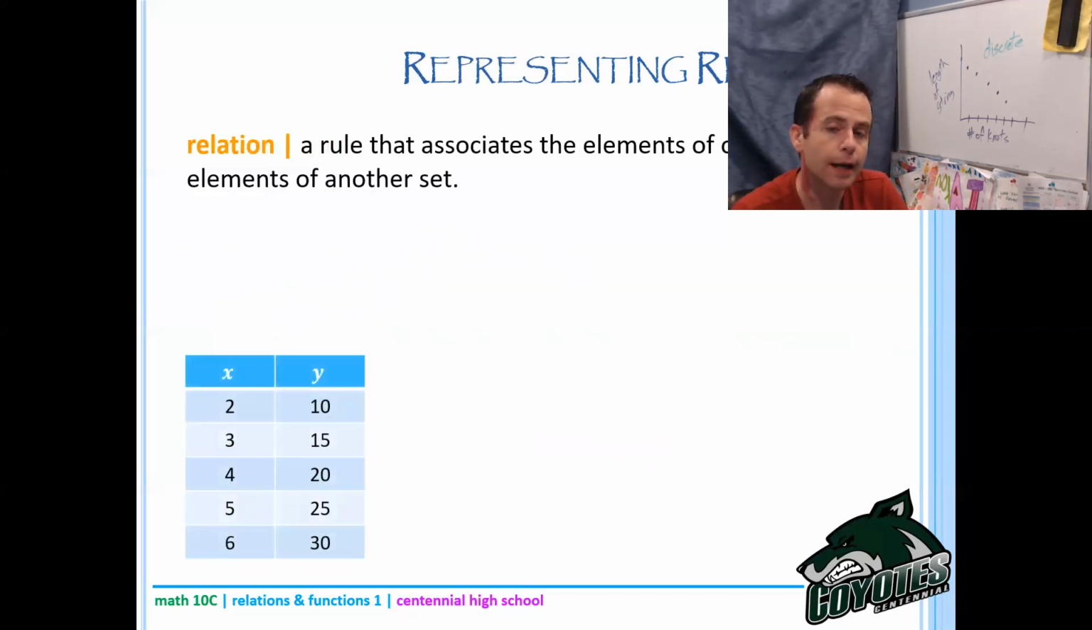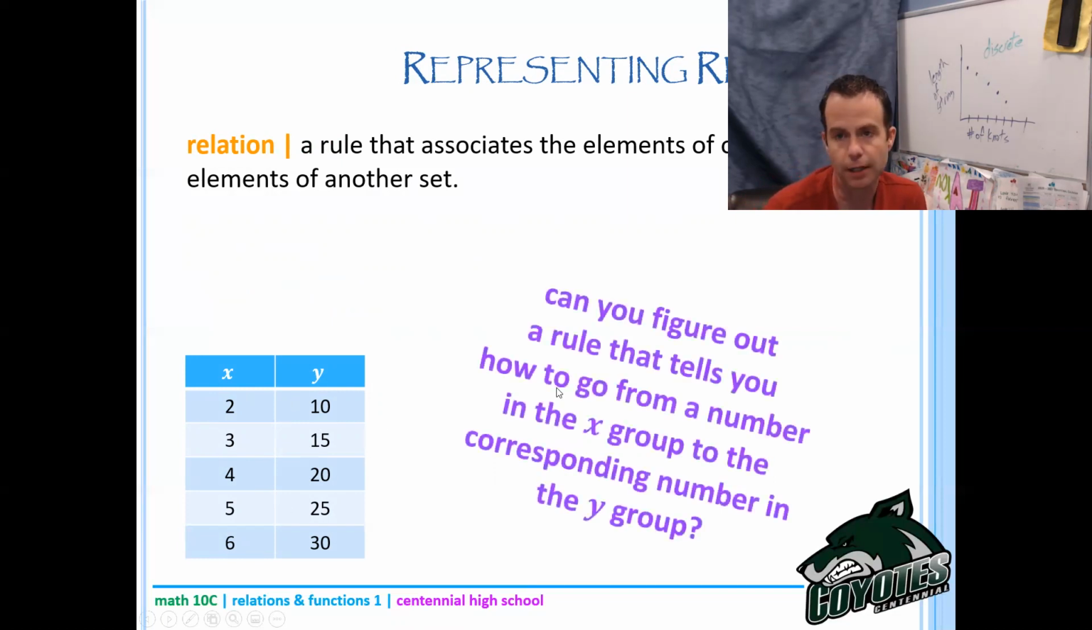Okay, so I've given you a relation here, and I've given you a bunch of points that I've called x values, and a bunch of points that I've called y values. Your job is, can you figure out some sort of rule that tells you how to go from a number in the x group to a number in the corresponding y group?